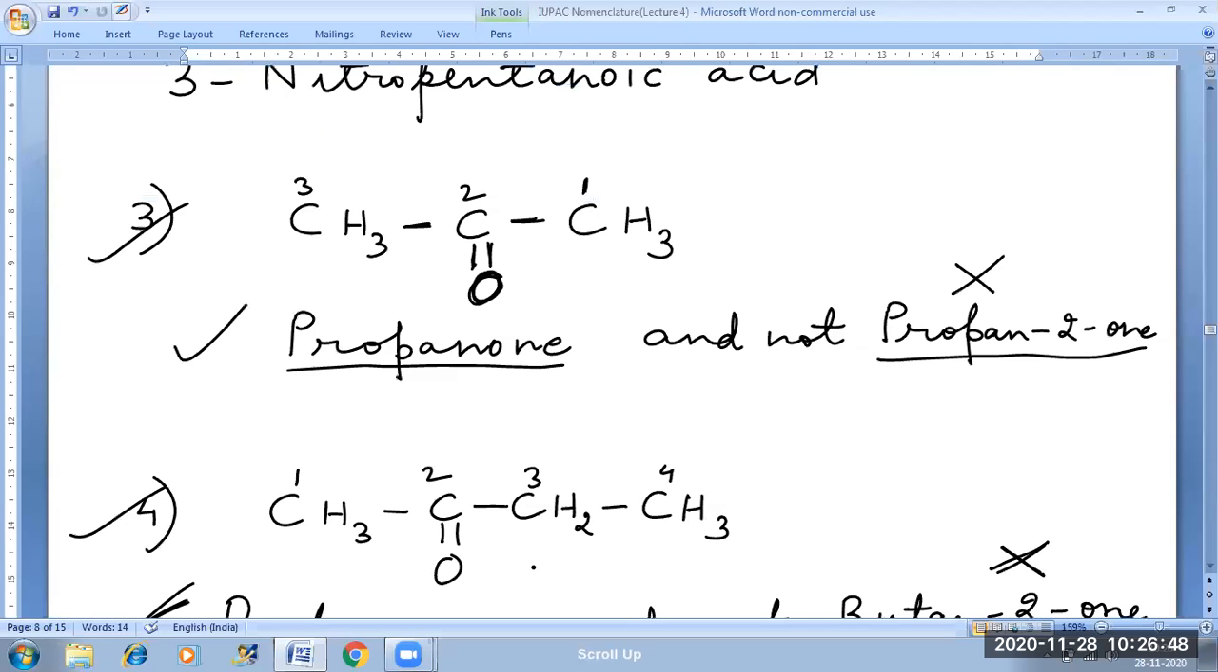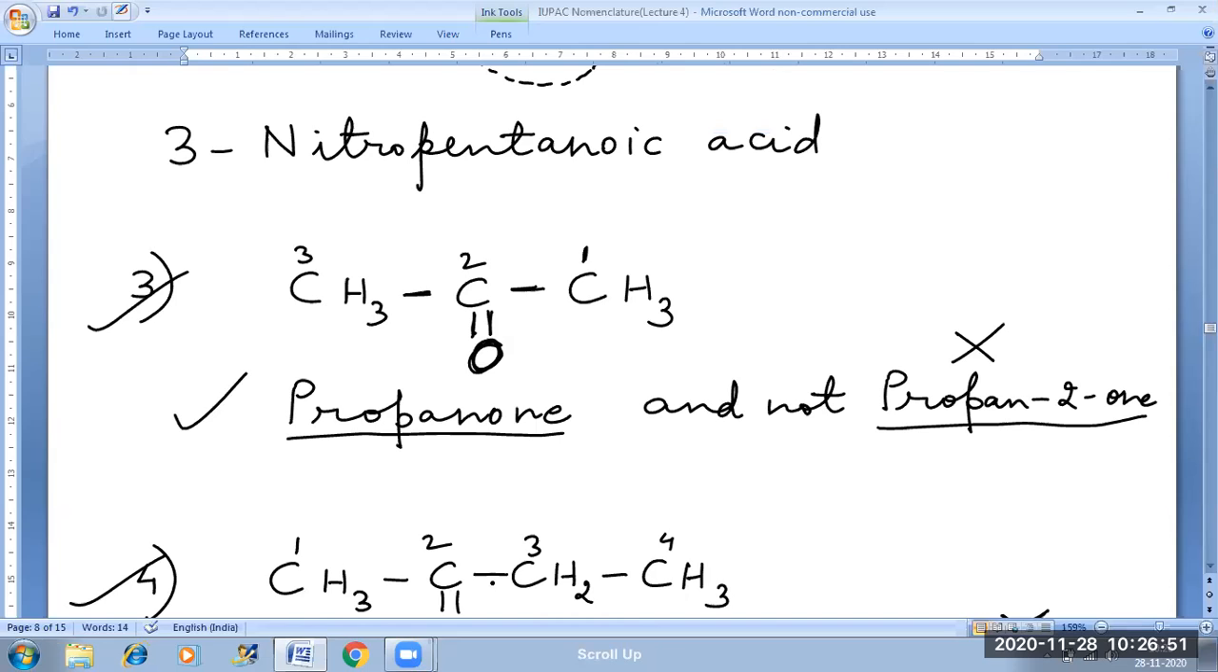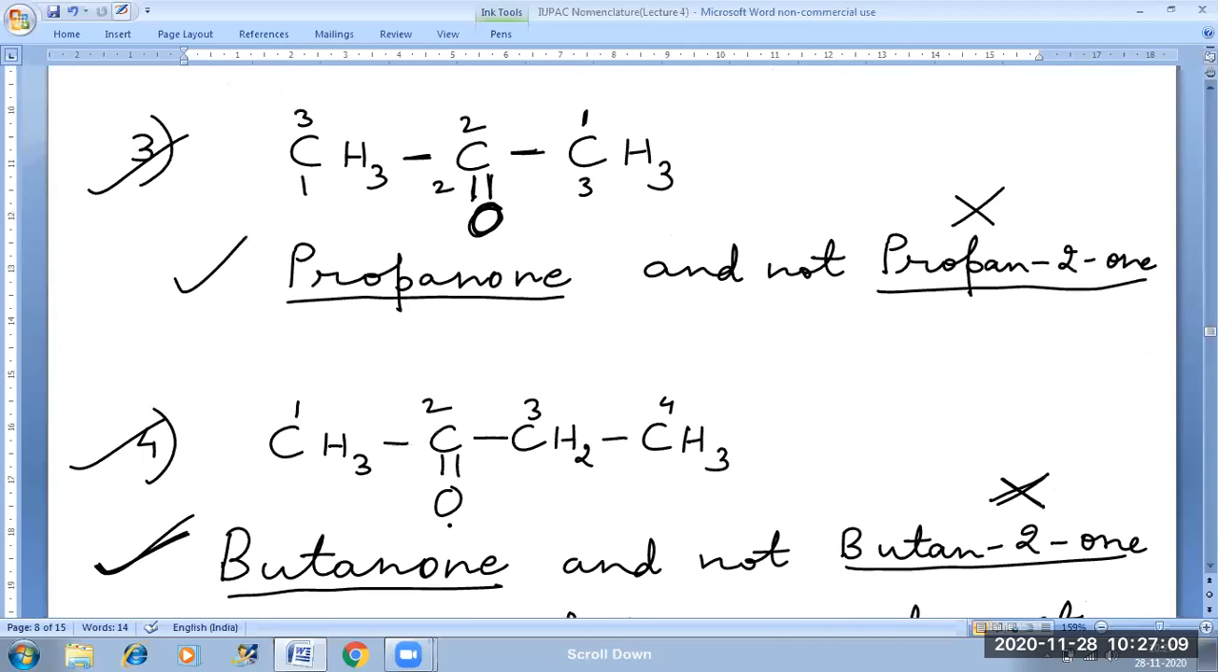Now why? Because there is no other possibility for a position of the ketonic carbon. Whether you go from left to right or you go from right to left, always you are going to have ketone at the second position. So you don't mention the position of ketone. Similarly, if I come to the fourth one, whether I go from left to right or I go from right to left, I will be left with only one option, that is to position it as the second carbon, because if I go from right to left, then the ketonic carbon is at the third one.